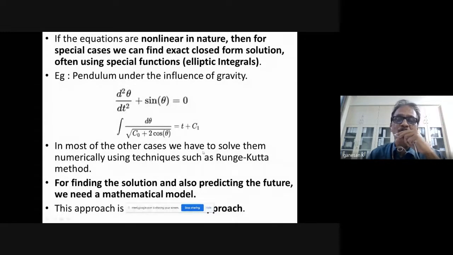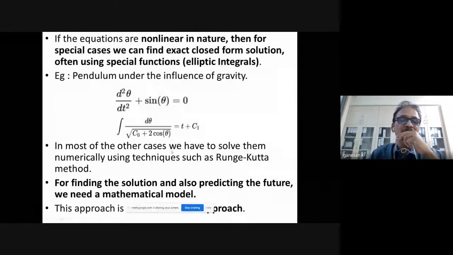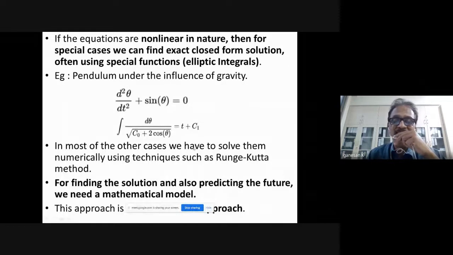In most of the other cases, where the forces interacting with the system are very complex or complicated, we have to solve the problem numerically using some of the standard integration techniques such as Runge-Kutta methods and so on. These are problems which have been solved for ages, maybe for more than 30, 40 years since the invention of computers. People have been doing it.